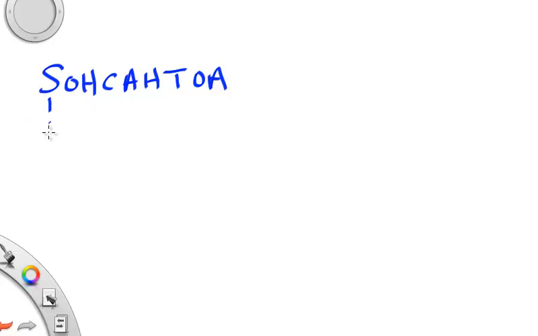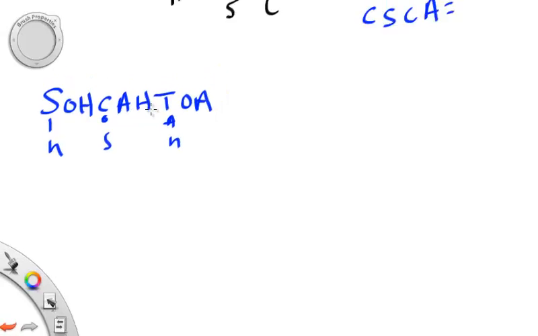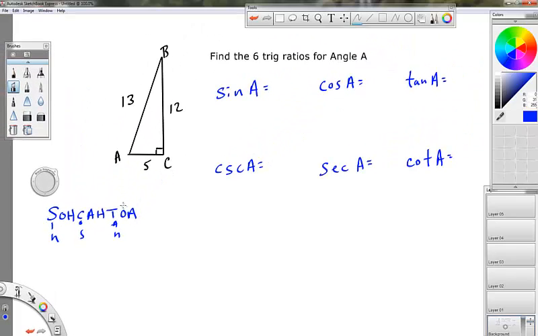This is, of course, sine, cosine, and tangent. And this is opposite over hypotenuse, adjacent over hypotenuse, and opposite over adjacent. What I want you to do here is find the 6 trig ratios for angle A. That's this one, that angle right there.